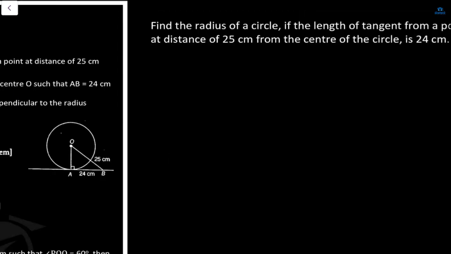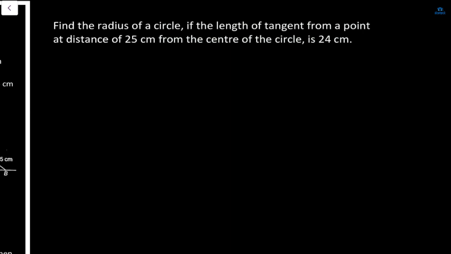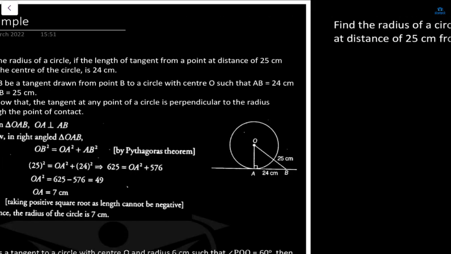Find the radius of a circle if the length of the tangent from a point at a distance of 25 centimeters from the center of the circle is 24. Wait, 7, ma'am. Answer 7. I wanted to say find the radius of a circle if the length of the tangent. Ma'am, answer is 7 centimeters. It's again a Pythagorean triplet, ma'am.